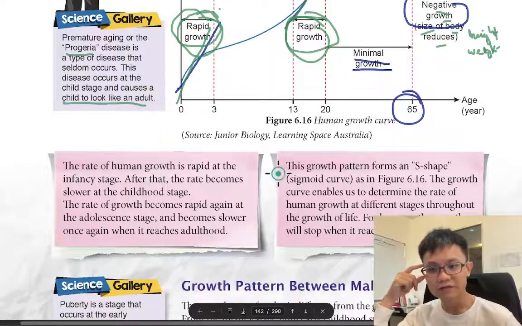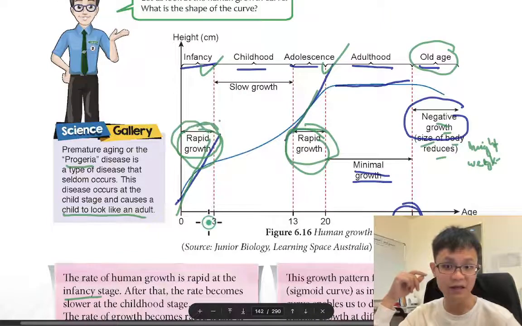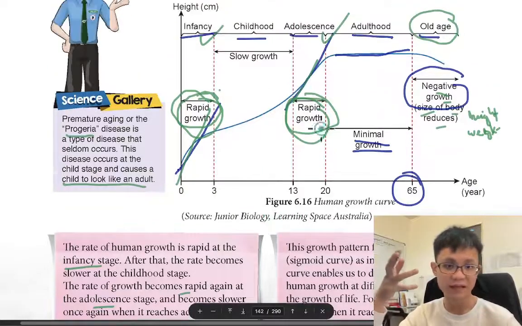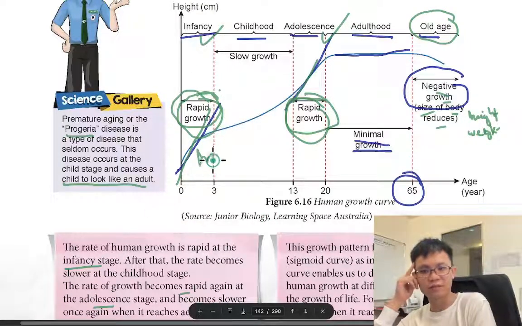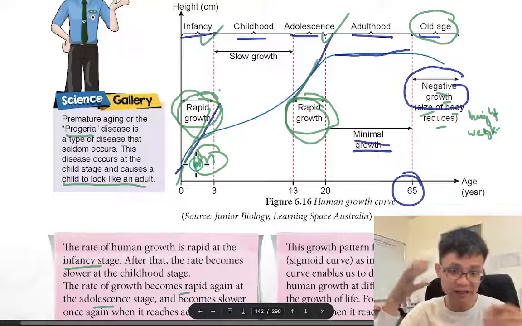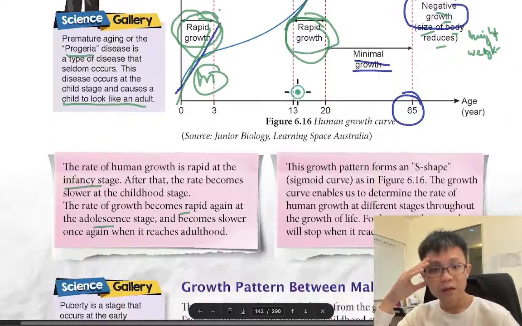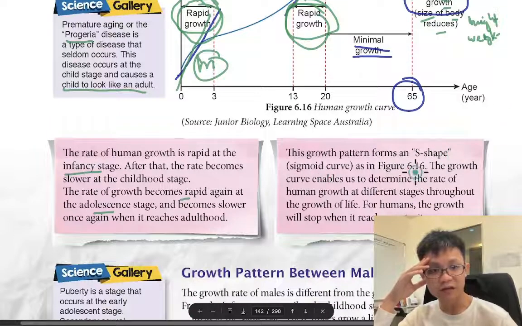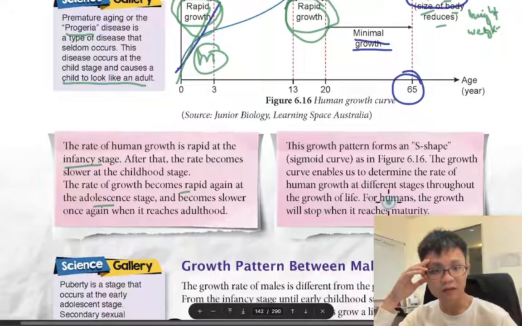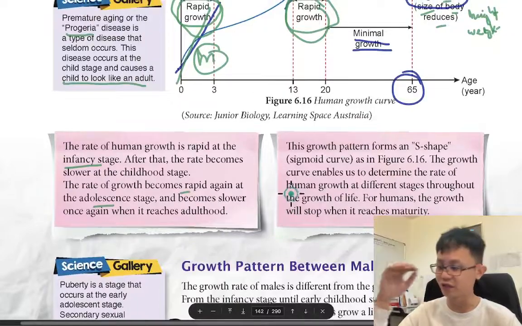The rate of human growth is rapid at infancy, and also rapid in adolescence, because you can see from here there is rapid growth; from the data we can see the gradient is very high. If you have studied mathematics, the gradient is very high, showing that there is a rapid growth. The growth pattern is an S-shaped sigmoid shape, enabling the human to grow through different stages. For humans, the growth will stop when it reaches maturity.